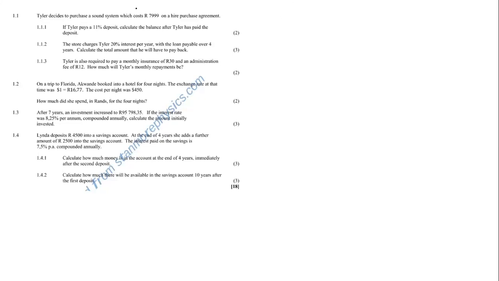But before we start with the first question, for question number 1.1, we're going to check what is actually provided to us, okay? We have Tyler who wants to purchase a sound system. And this sound system costs about 8,000 Rand. We know that 7,999 most of the time corresponds with 8,000 Rand. So now, what is the cost price of the sound machine? They say the cost price for the sound machine is 7,999 Rand, okay?